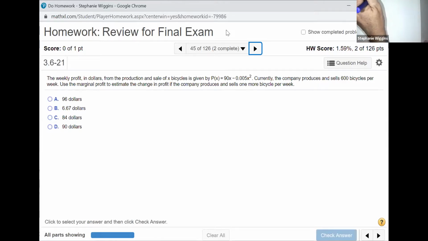We have our A value is 600 and our change in X value, or the X minus A, is 1. Okay, and then we've got to find out what is the change. Okay, this is a tricky problem. Notice it says change in profit. So they're not asking you to estimate the profit, they're asking you to estimate the change in profit. So let me show you our function.